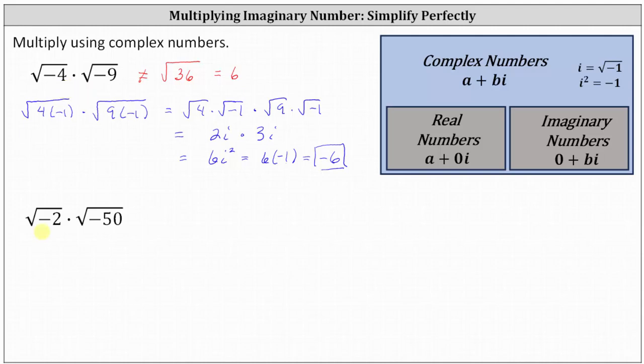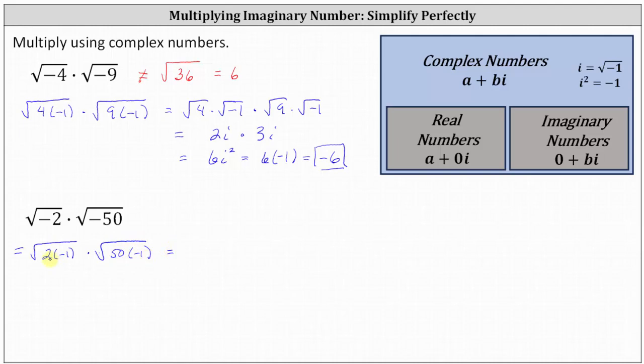Next, we have the square root of -2 times the square root of -50. Let's write the square root of -2 as the square root of the product of 2 and -1. And let's write the square root of -50 as the square root of the product of 50 and -1. And again, let's show some more work here.